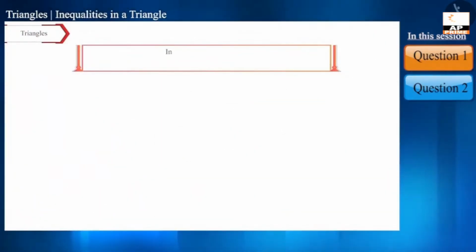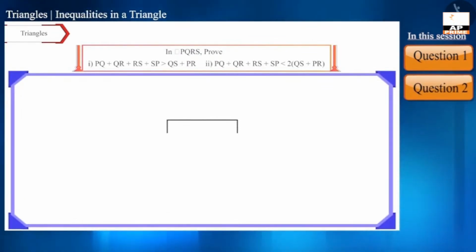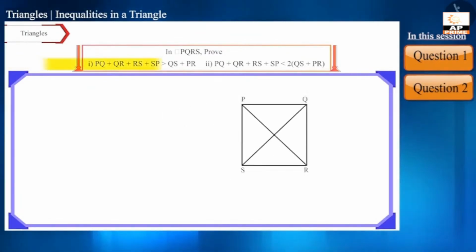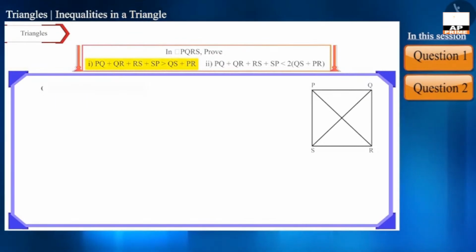Now let's take the next question. Prove the following statements in quadrilateral PQRS. First of all, we will construct a quadrilateral and name it PQRS. Now, we will join the diagonals QS and PR. We will solve the first question.